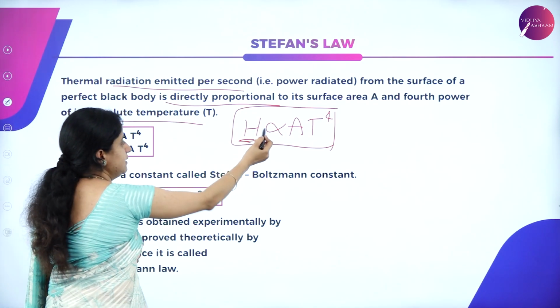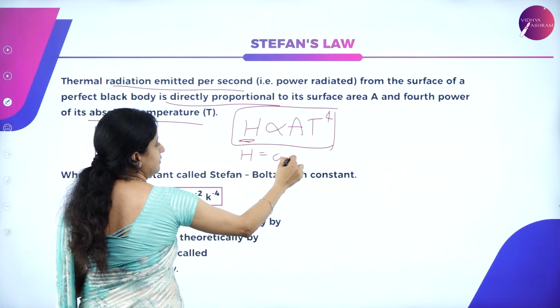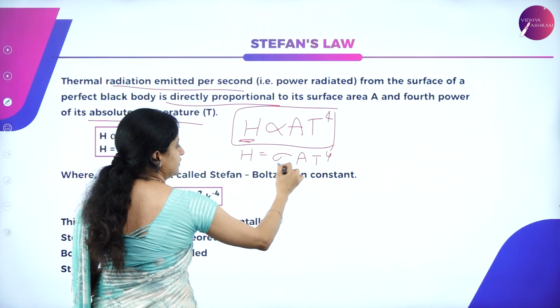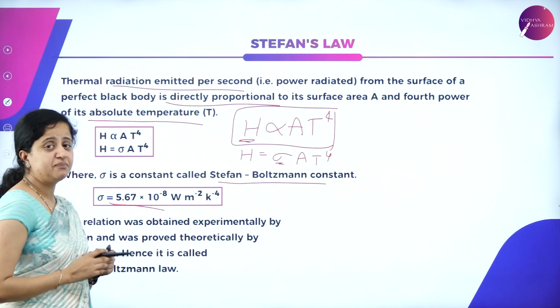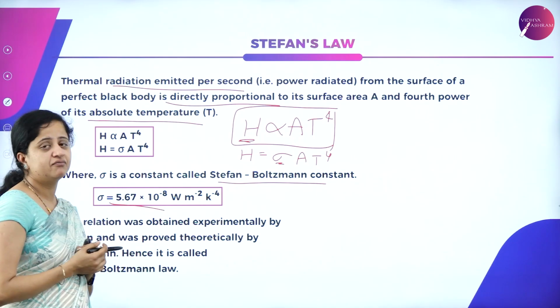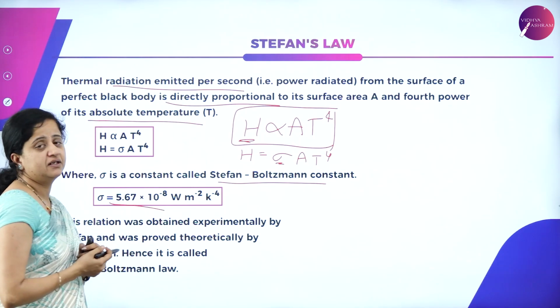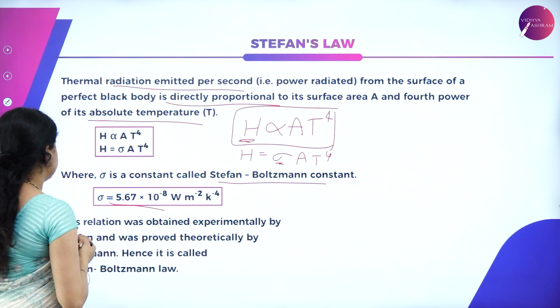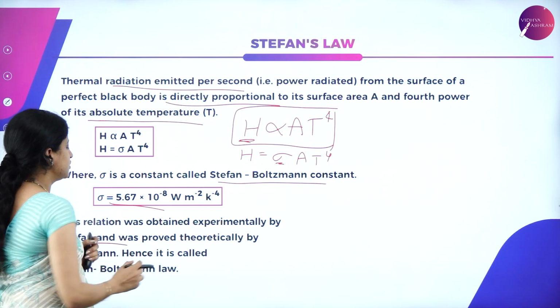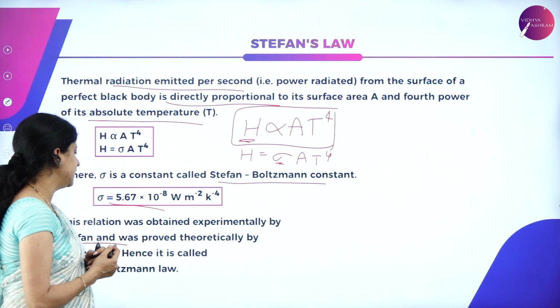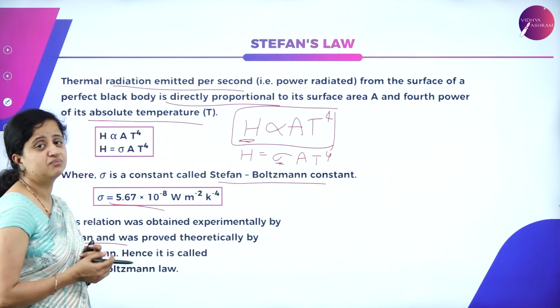Here the proportionality can be replaced by a constant, that is H equals sigma A T to the power 4, where sigma is the Stefan-Boltzmann constant and its value is 5.67 into 10 power minus 8 watt per meter square Kelvin to the power minus 4. This relation was obtained experimentally by Stefan and was proved theoretically by Boltzmann. Hence, it is also called the Stefan-Boltzmann law.